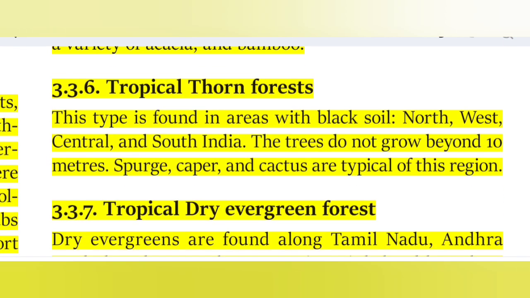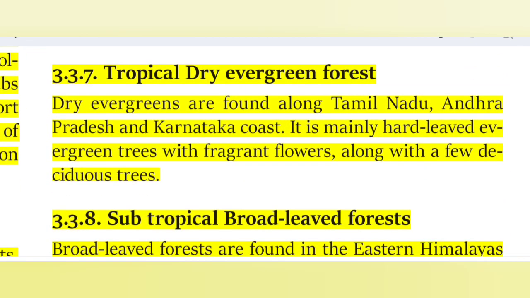Next is sixth topic, tropical thorn forest. So this type is found in the areas of black soil, north, west, central and south India. Okay, black soil जहाँ जहाँ है ये टाइप का मतलब ट्रॉपिकल थॉर्न फॉरेस्ट मिलता है. So the trees do not grow beyond 10 meters. छोटा छोटा ट्री होता है जैसे कैक्टस, जैसे spurge, caper, cactus are typical of this region. Spurge, caper and cactus.